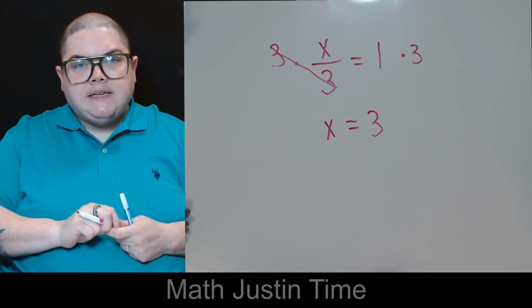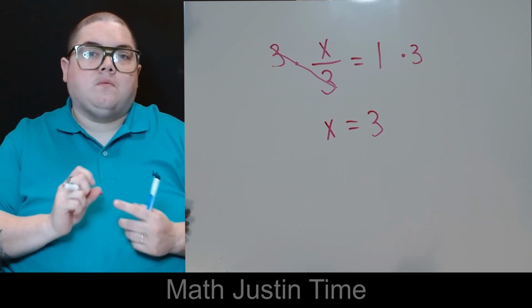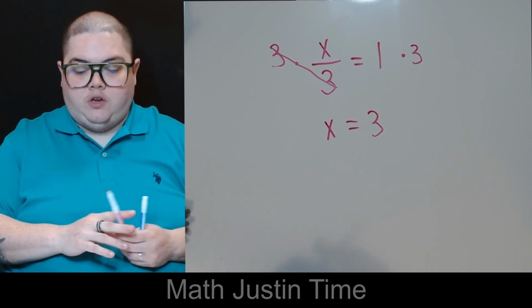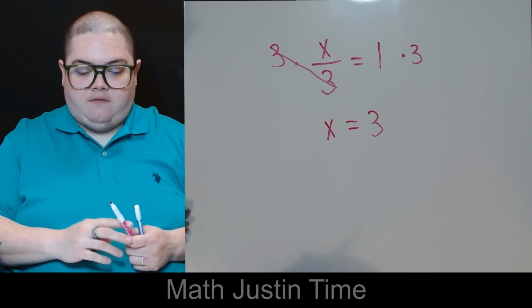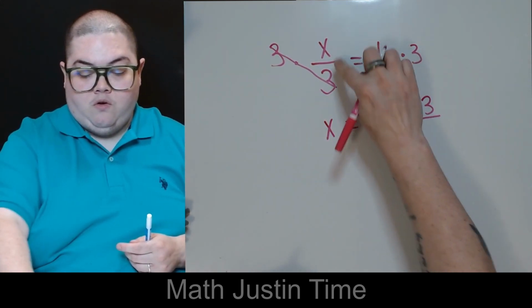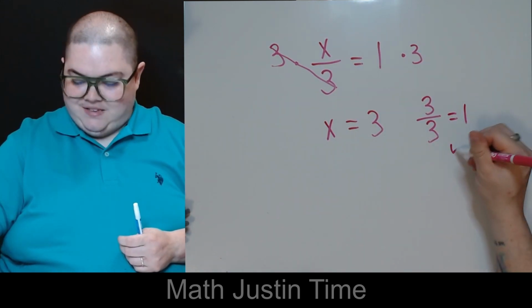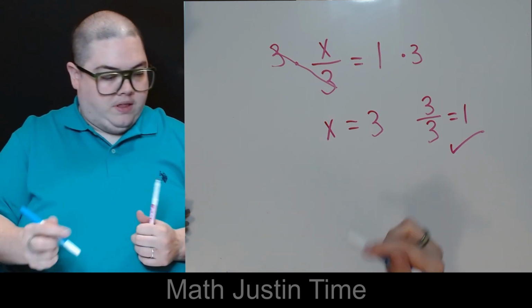And that may seem easier to some. To some, it may not make sense. Whichever way makes most sense to you is what's important to do. But let's check to see if we got it right. If we put the 3 in, we would have 3 over 3, which was the original problem, is equal to 1. And that's right. So let's try another one like this.